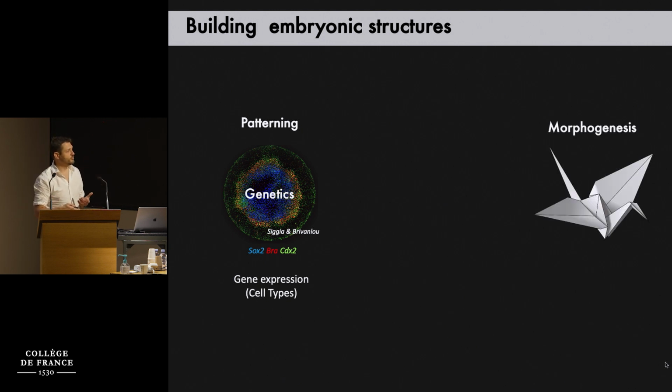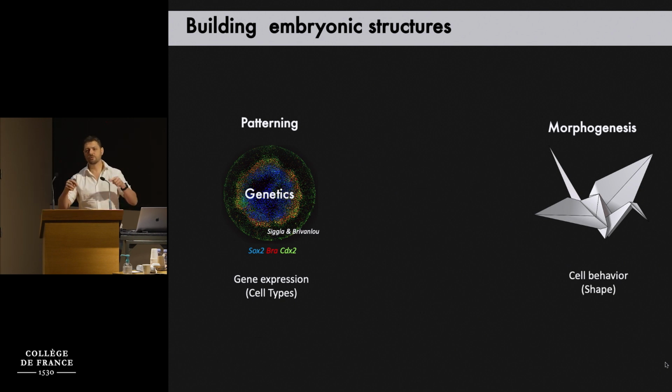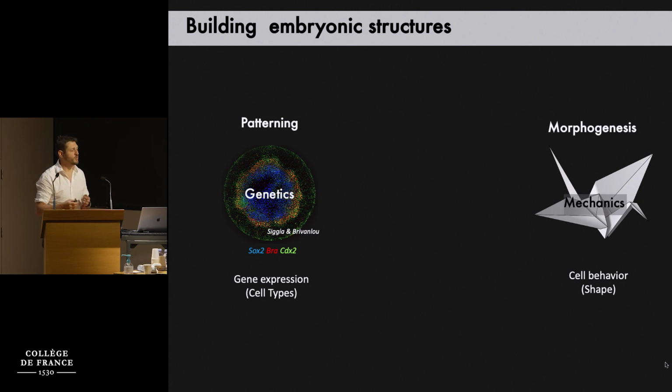But there is a second aspect of building structures, which is the morphogenesis step. Here the problem is a little different, because what you need to do is turn on the right cell behavior in order to give the tissue its right shape. Even though the process involves cells, this is purely a mechanical problem at the end of the day, because this is how cells generate forces that are transmitted throughout the tissue in order to deform it and give it its shape.